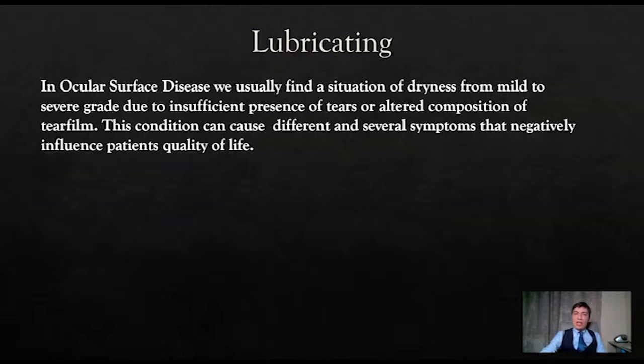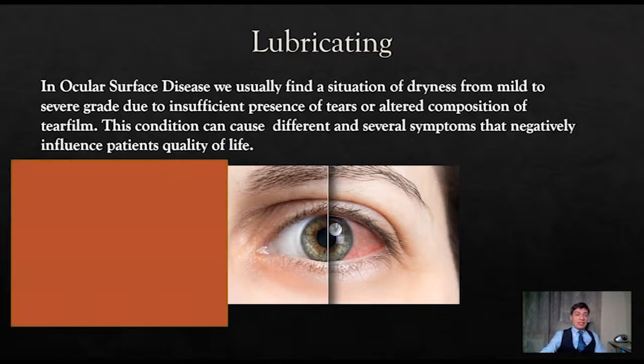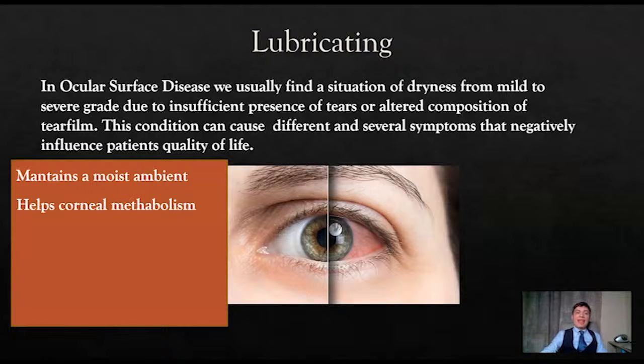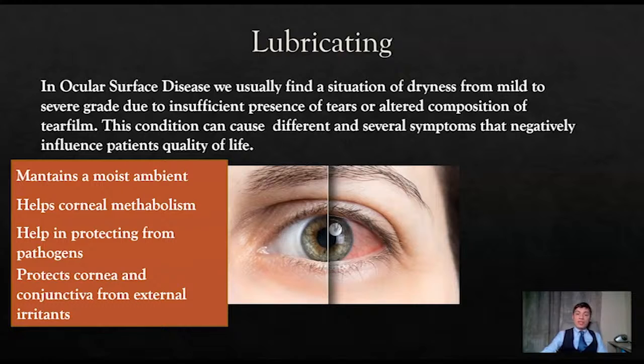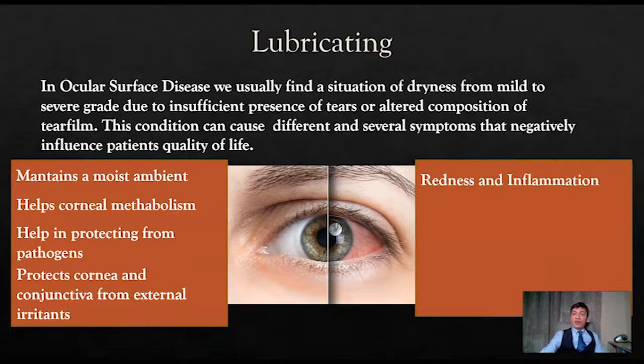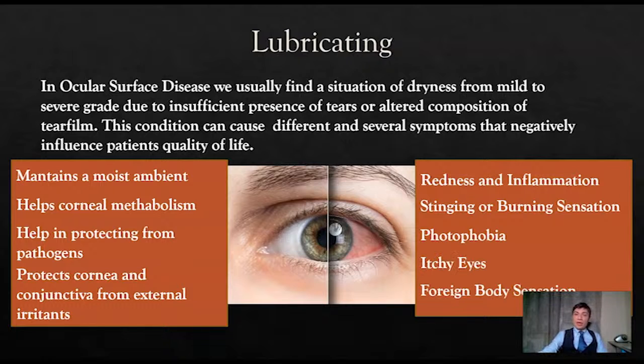In ocular surface disease, we usually find a situation of dryness from mild to severe grade due to insufficient presence of tears or altered composition of tear film. This condition can cause different and several symptoms that negatively influence patient quality of life. A normal tear film maintains a moist ambient, helps in corneal metabolism, helps in protecting from pathogens, and protects cornea and conjunctiva from external irritants. When we have a very dry eye, we find redness and inflammation, stinging or burning sensation, photophobia, itchy eyes, and foreign body sensation.